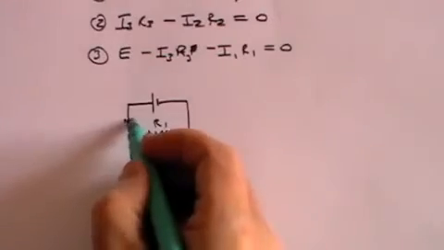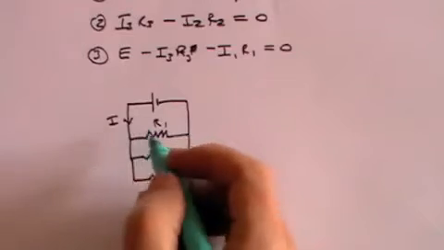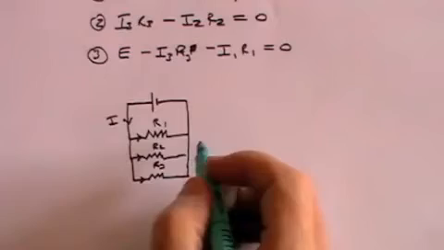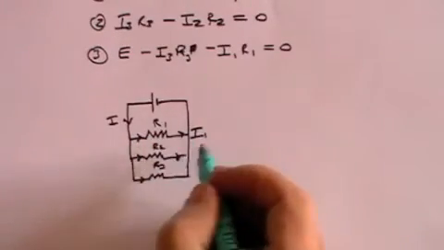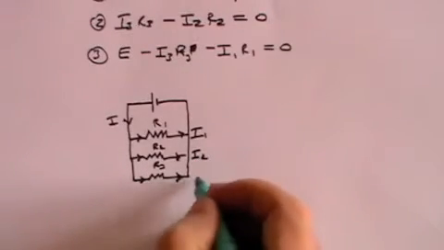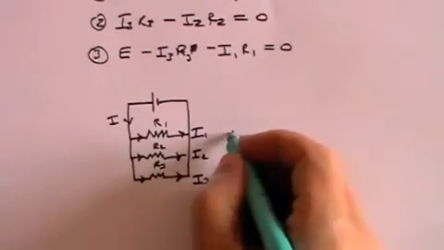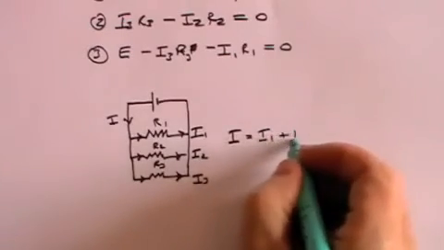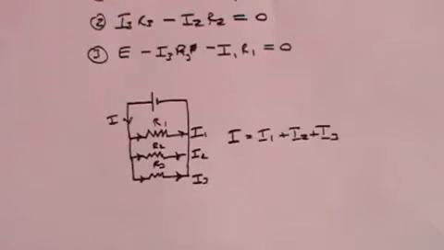And of course we've got a current I, which comes down here, but it's going to split into I1, I2 and I3. So we've got I1 coming down this limb, I2 coming down that limb, and I3 coming down that limb. And Kirchhoff's first law tells us that the total current is equal to I1 plus I2 plus I3, because the current can be neither created nor destroyed.